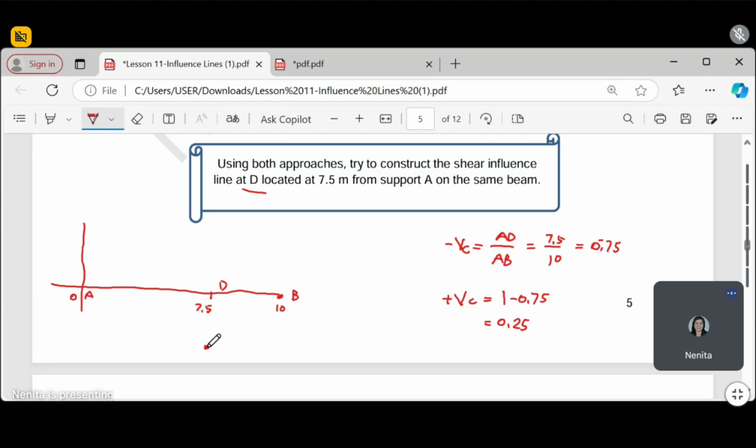Meron tayong negative 0.75. This is 0. At meron tayong positive 0.25. Unahin yung pag-connect. Okay, nakuha niyo, class? Yes, ma'am. Okay, yun lang yun. So, imagine mas madali pala ang Müller-Breslau.